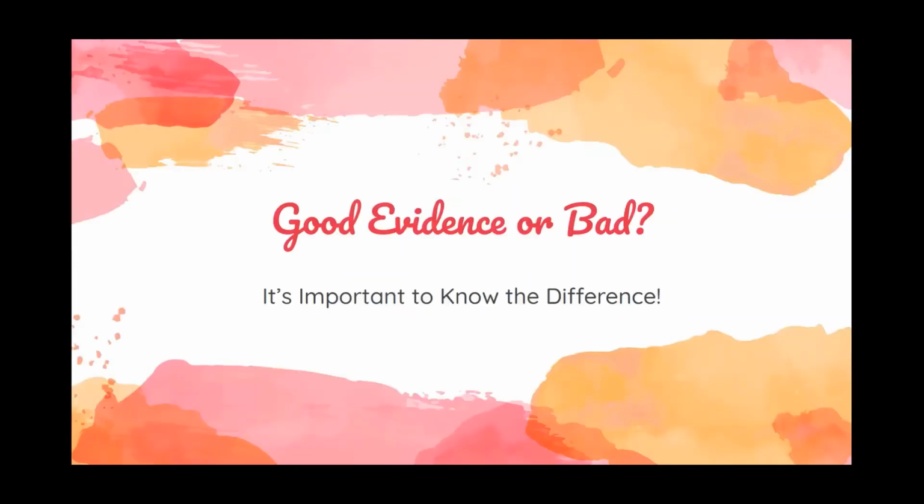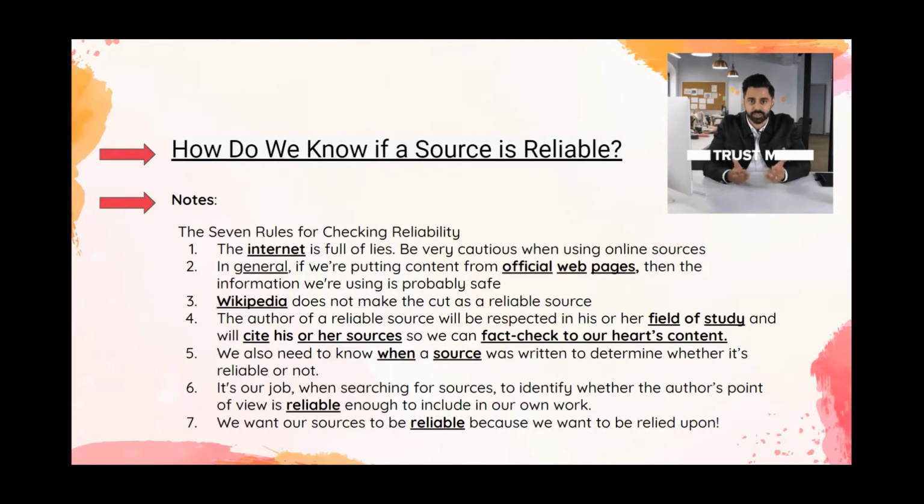So now we will be learning about modern technology. So we'll be learning about which sites you can trust and which sites you can't trust. So let's get started. So how do we know if a source is reliable? So these are the notes. The 7 rules for checking reliability.